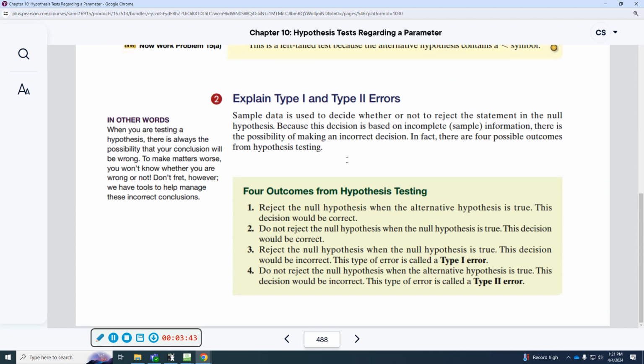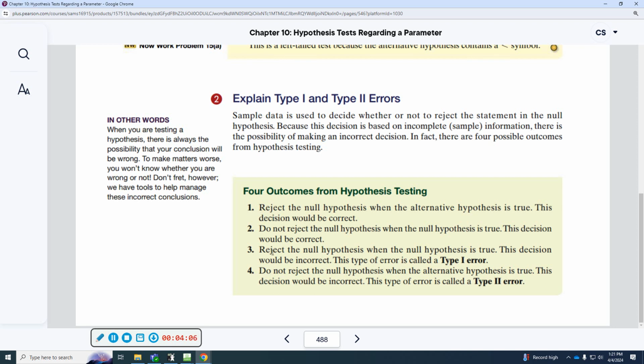And then we get into types of error. So when we form hypothesis, we have 4 things. We can reject the null when the alternative is true. This would be a correct decision. We could not reject the null when the null is true, which means we're in favor of the null. That would be a correct decision.